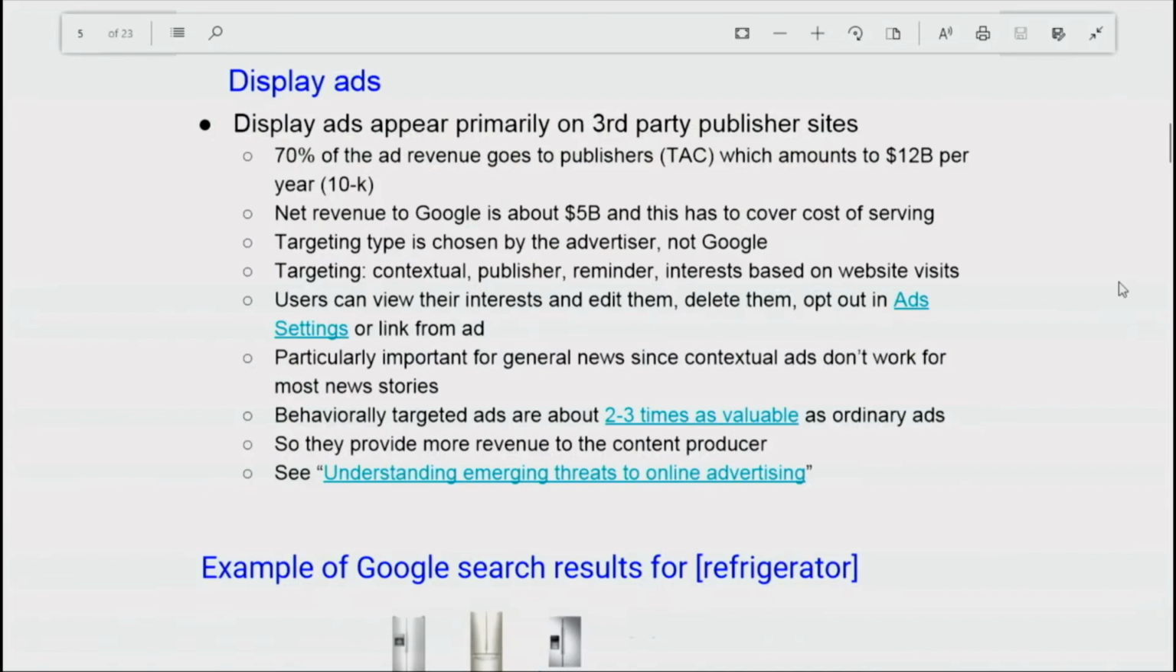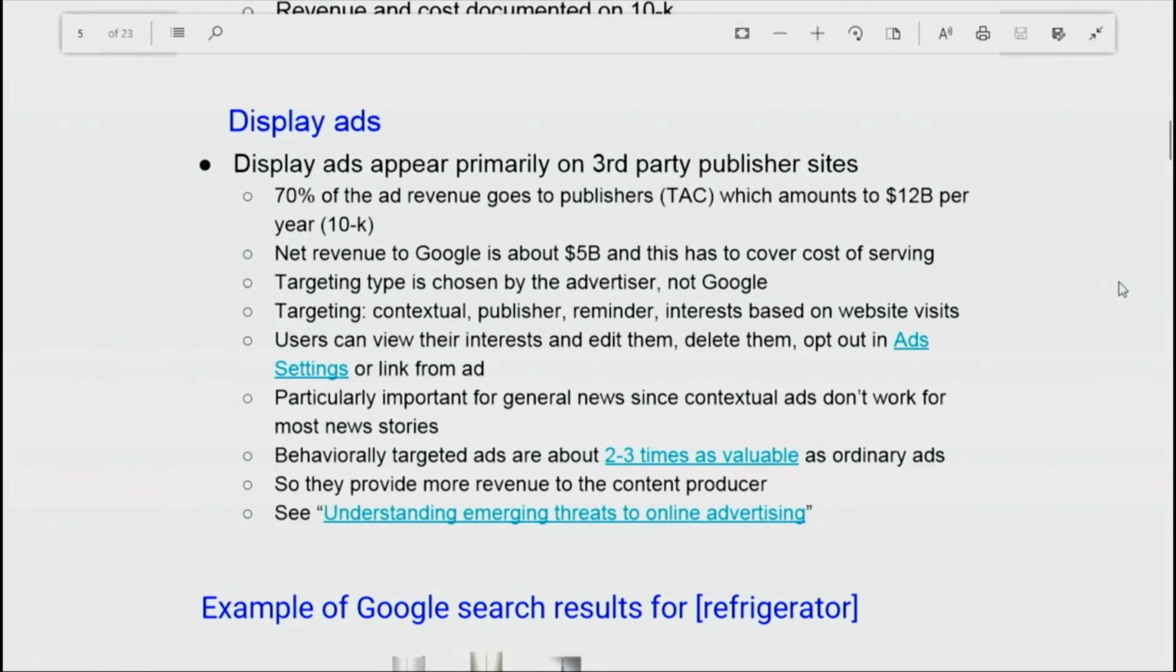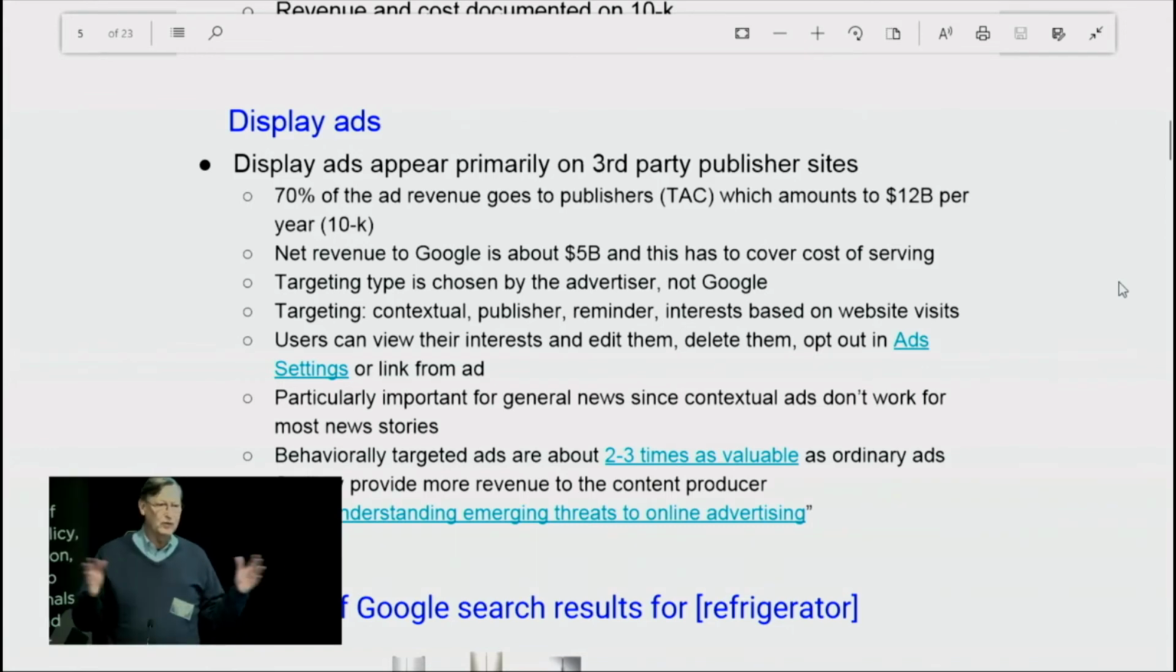The other kind of advertising is display ads. So display ads appear on third parties like newspapers and publishers of other sorts. And what happens is those publishers receive a payment of 70% of the revenue that's made from the advertiser's expenditure, okay? And that amounted to about $12 billion last year. It's called TAC, or traffic acquisition costs. The net revenue from that form of advertising was about $5 billion.